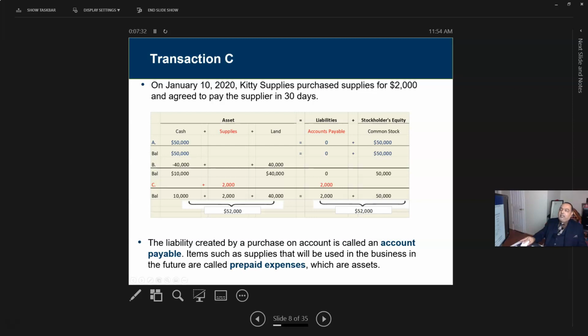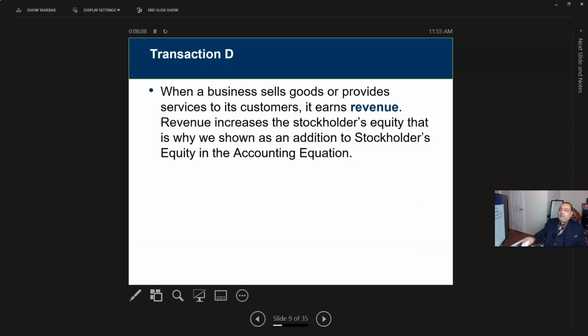And if you look at the accounting equation, the ultimate balance comes out to be 52,000. And on this side also, liability plus stockholders' equity is also 52,000. So the accounting equation is balanced. Now the liability created by a purchase on account is called accounts payable. Items such as supplies that will be used in the business in the future are prepaid expenses, which are assets. So therefore I'm going to use that as an asset, supplies. So that is your transaction number C.